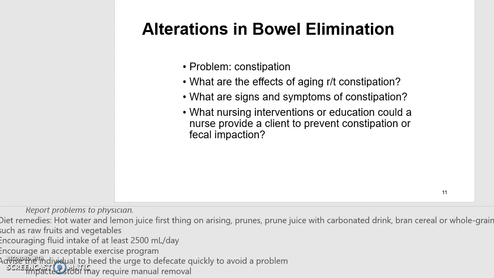Some diet remedies we could suggest prior to medication might be just some hot water. Sometimes that hot water increases bowel motility, and prunes or prune juice works very well, especially when it's heated. Again, with the fiber and roughage, encourage fluid intake of at least 2.5 liters per day. Again, an exercise program, and telling the individual not to ignore the urge to go to the bathroom. A lot of people will do that, and we may need to do a manual removal of impacted stool.